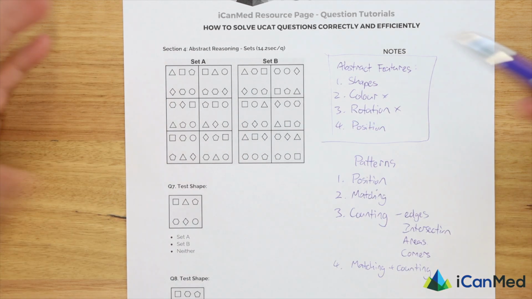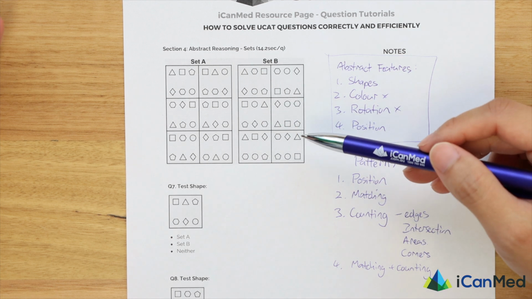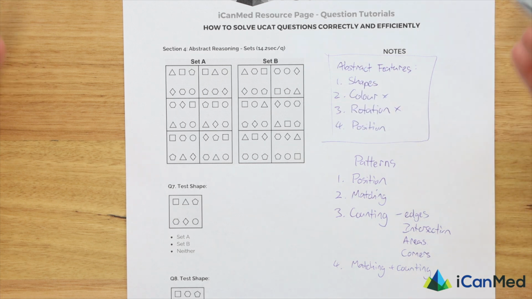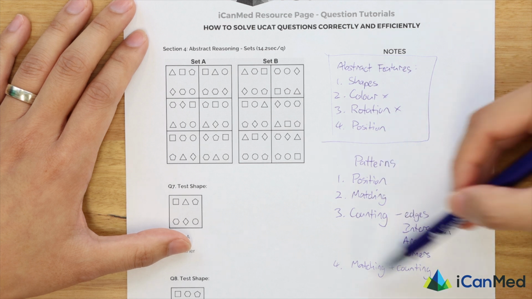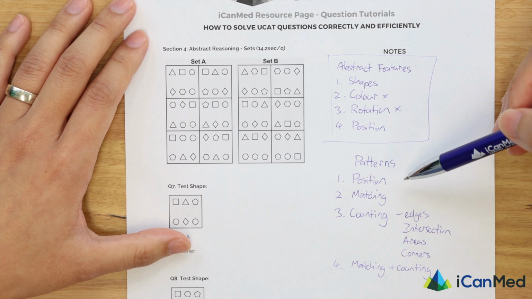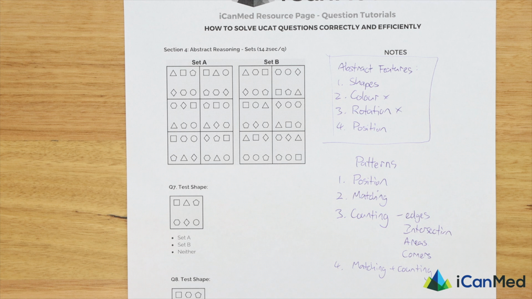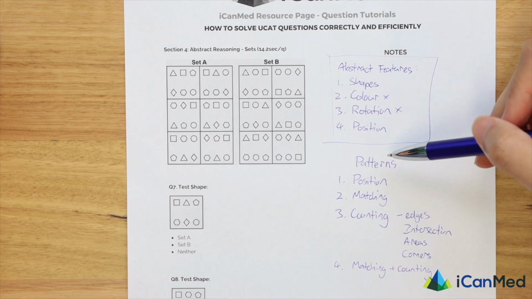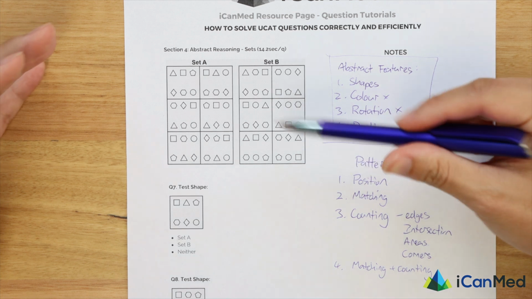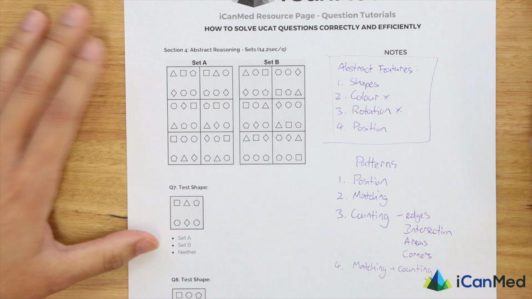So shapes and position, that's great. I've eliminated color and rotation because they can't possibly exist in these sets. Now I take the shapes and position and I try to find certain patterns. Remember, there's a position pattern, matching pattern, counting pattern. Position pattern is: is there something in the same place in set A and set B? Now you only have shapes, so you ask yourself, is there the same shape in the same position? And you take a look and you realize, no, there's no shape that's in the same position.